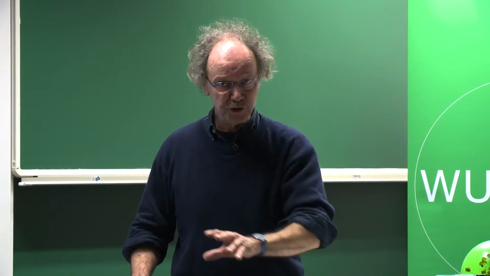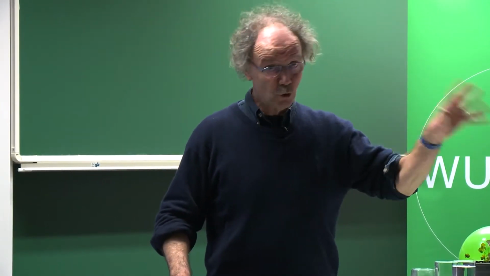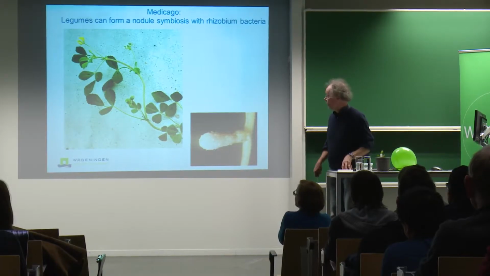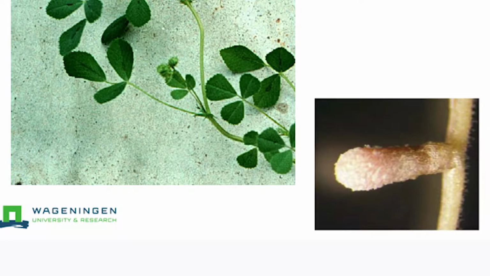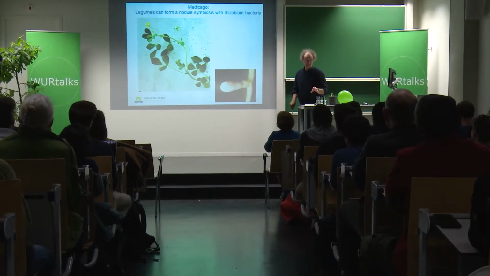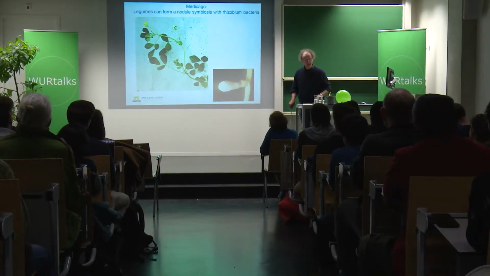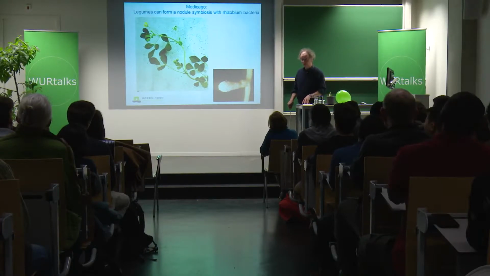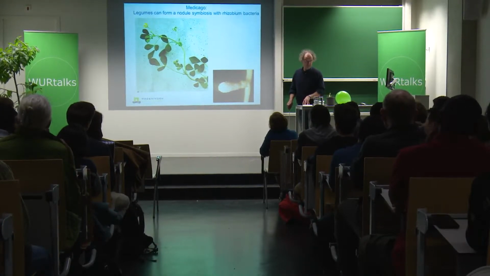Medicago is not something that you would eat a lot, but it's something that we use to study it. Other examples you know very well: pea, soybean, bean, clover, lupin. These are all examples of legumes. A very specific property of legumes is to form such nodules that you see here. That's the site where the bacteria are hosted, and also the site which makes the process very, very efficient.